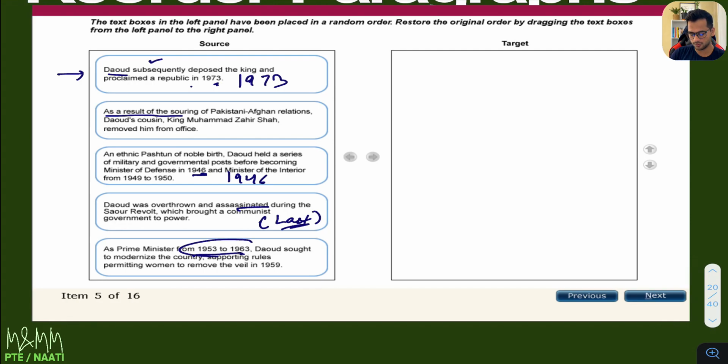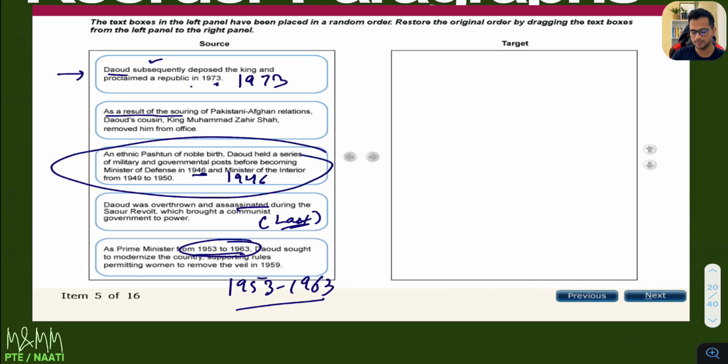As Prime Minister from 1953 to 1963. So this one is 1953 to 1963. Out of all the sentences, this one is the oldest one. And as you can see, they haven't used any pronouns. They've introduced the person for the very first time. My third sentence will come first.